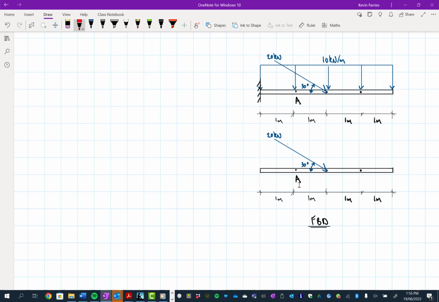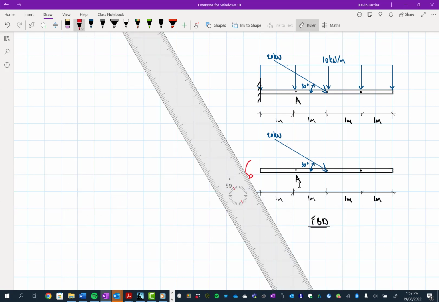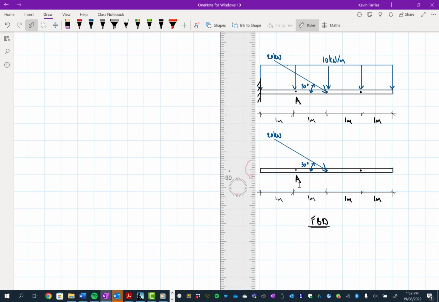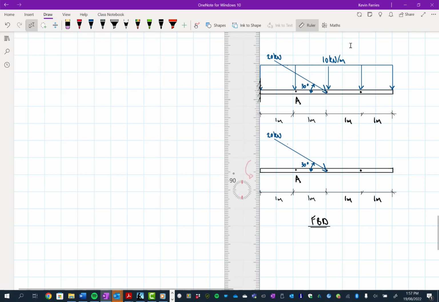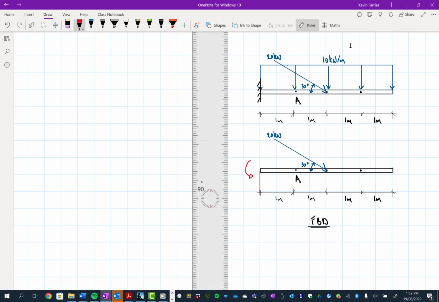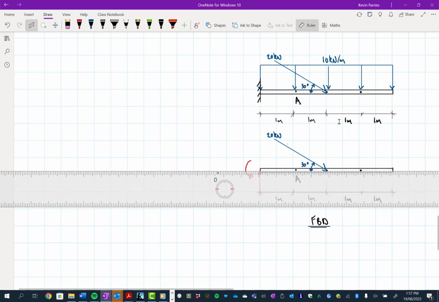So it's pushing, so I'm going to have a reaction this way, that's going to be positive. This is for a built-in support, so that's what that's showing there. So it's going to stop it moving also in the y direction. So we're going to have something like that. And this time we do have a horizontal component. So this force here has a horizontal component. So we're also going to have an x component.